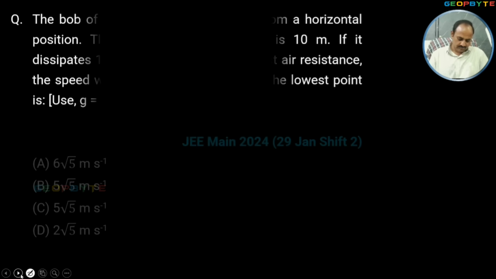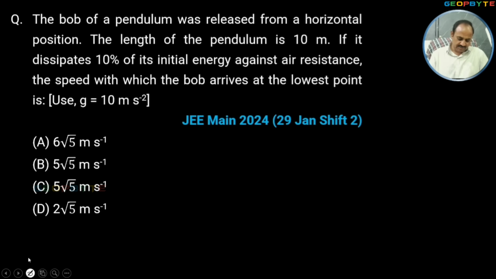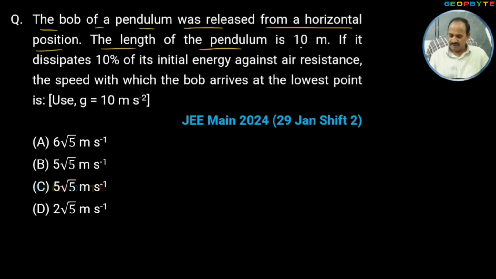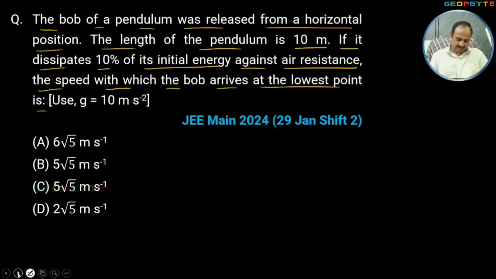Similarly, let us take another important problem. Look at this problem. It is asking like this: the bob of a pendulum was released from a horizontal position. The length of the pendulum is 10 meters. If it is dissipating 10% of its initial energy against air resistance, the speed with which the bob arrives at the lowest point is?